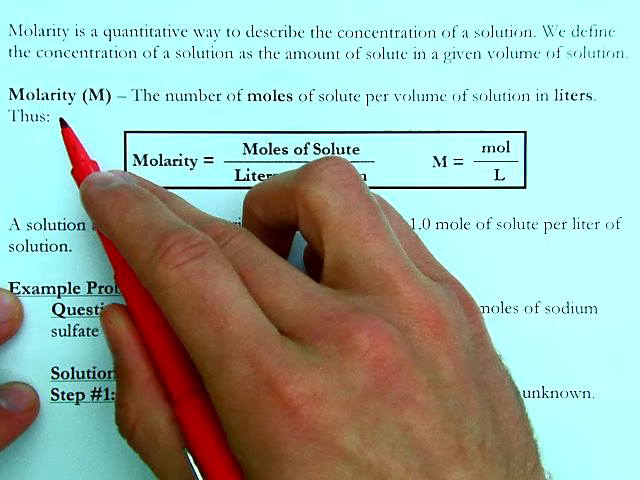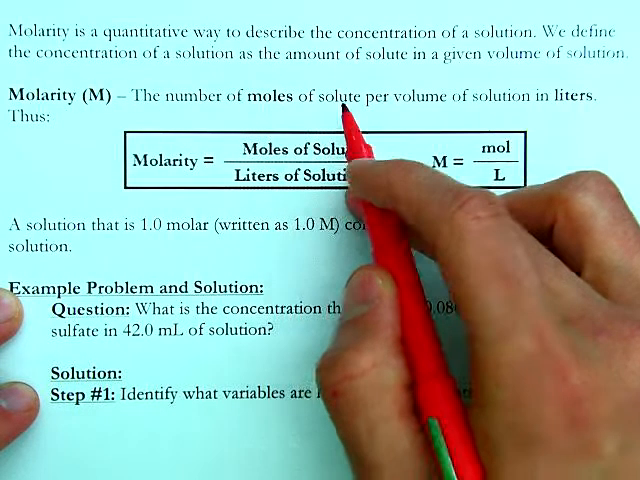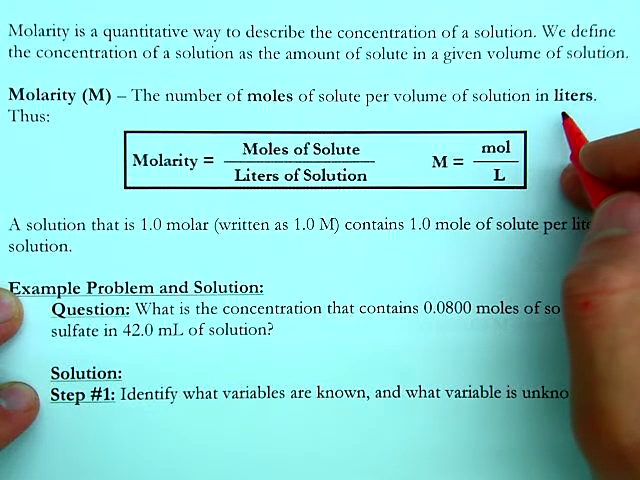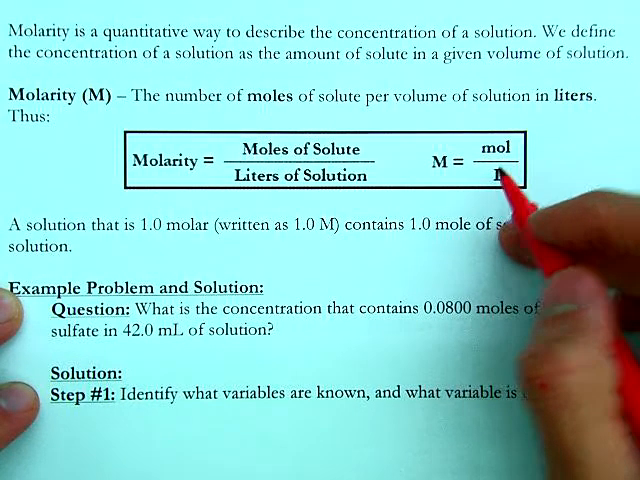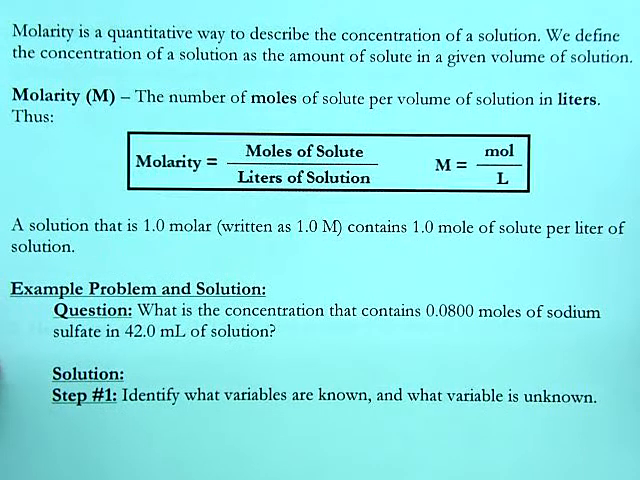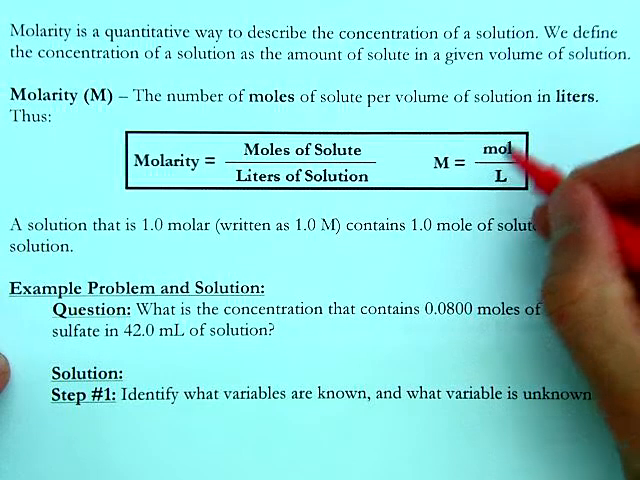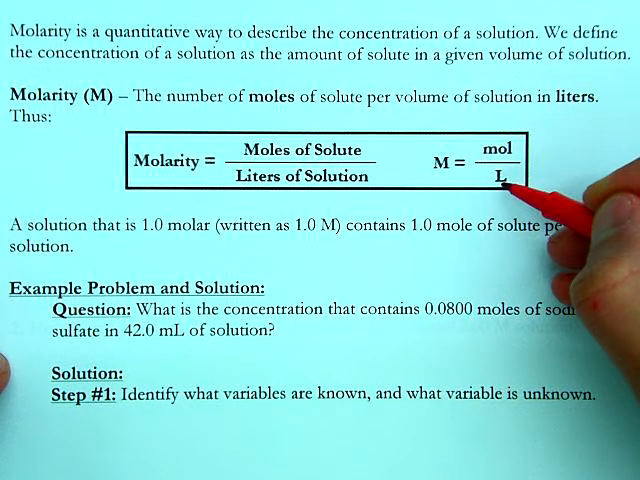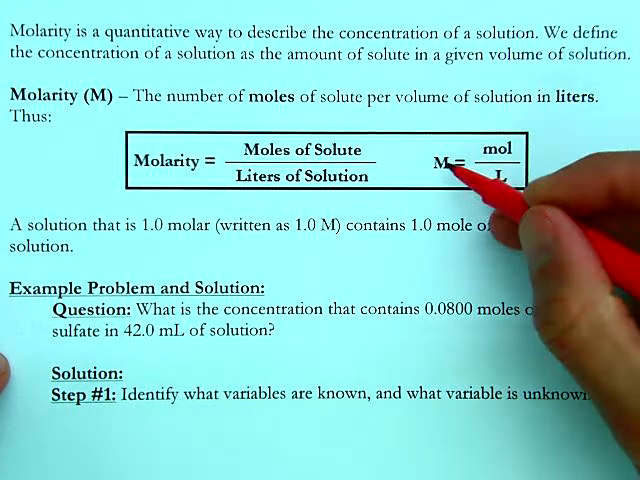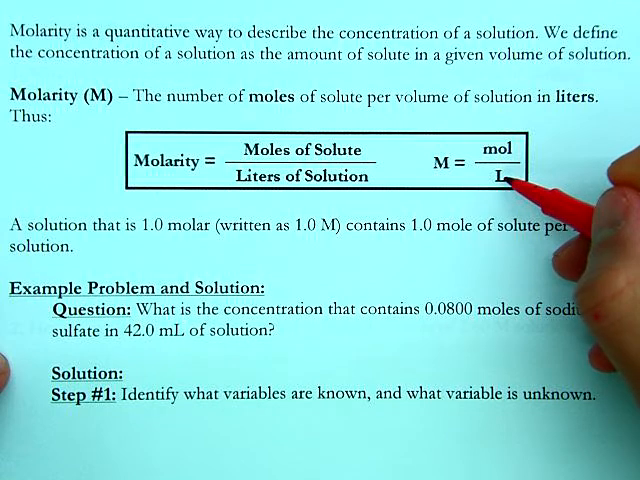Now, molarity, which is written as a capital M, is the number of moles of solute per liter of solution. Moles per liter. So molarity is moles per liter. When it comes to solving molarity problems, you usually have two of these three variables. The easiest ones, you're given moles and liters, and you're solving for molarity. But you could be given molarity and liters and solve for moles, or given liters and moles and solving for molarity.